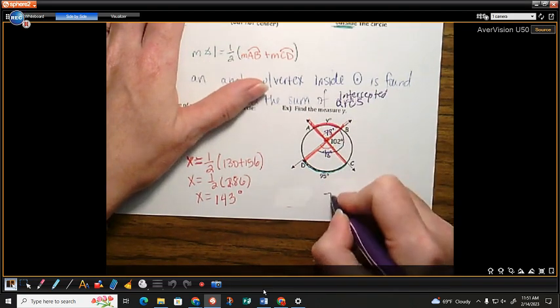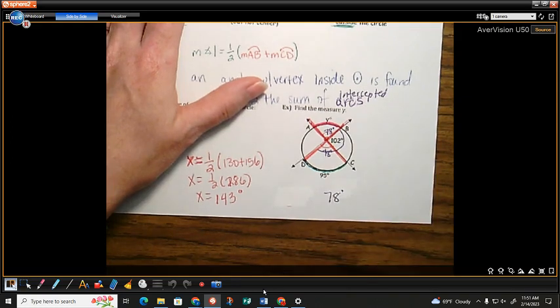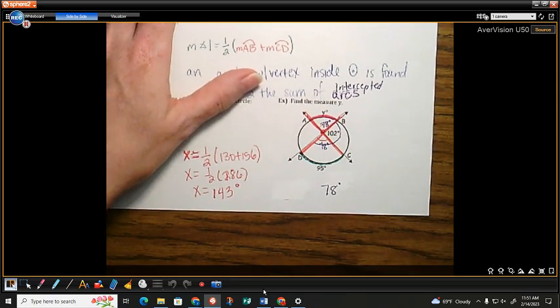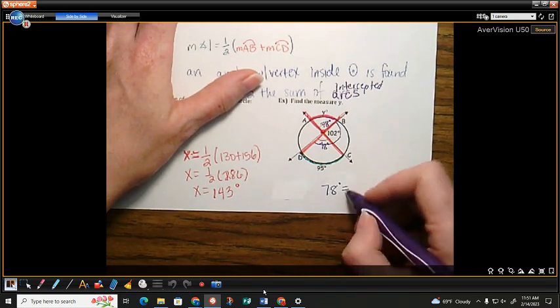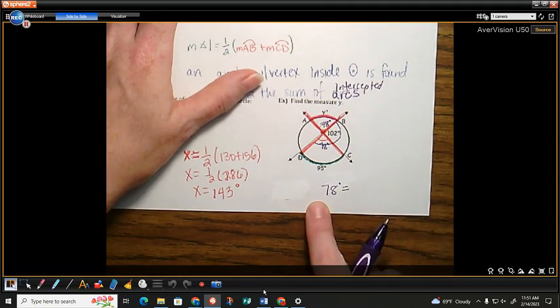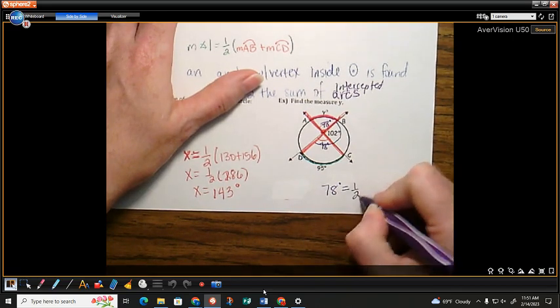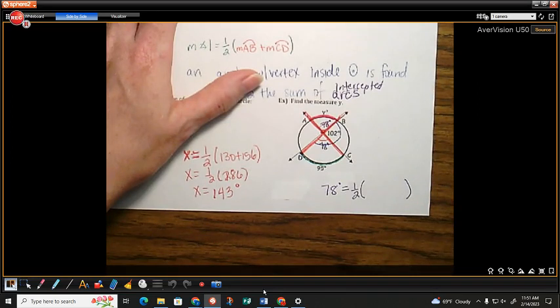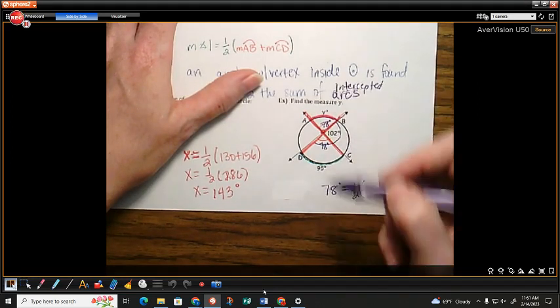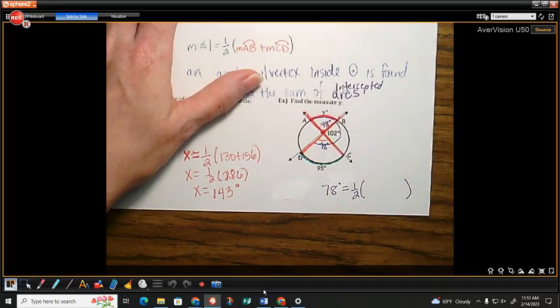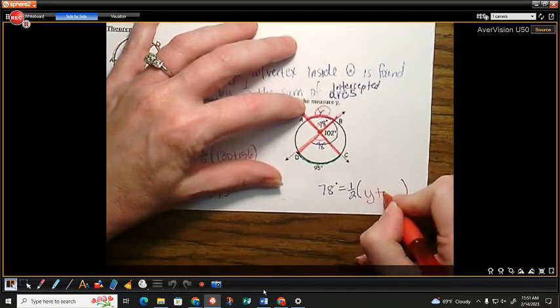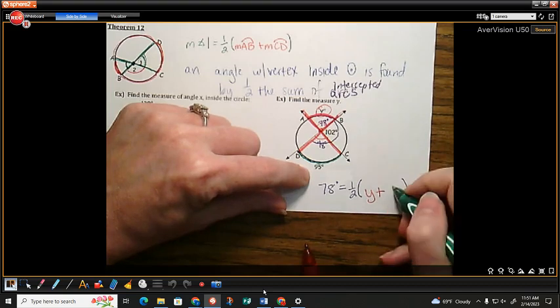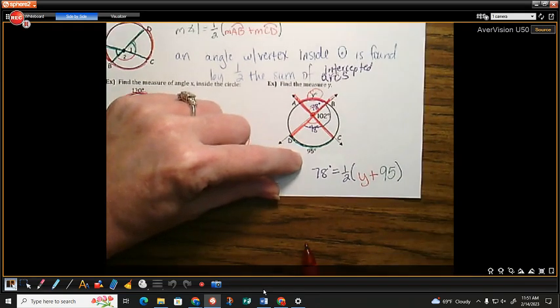And how do I get that angle using the arcs? What was my formula using the arcs? The angle was 1/2 the sum. What two pieces am I summing? 95. The y up here and the 95 down there.